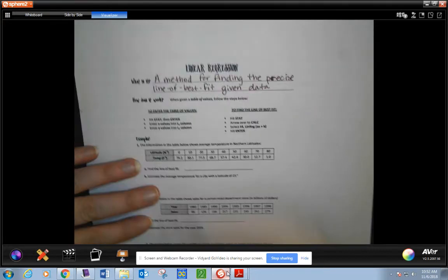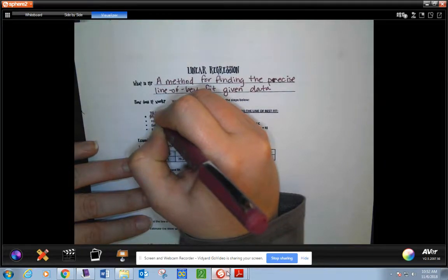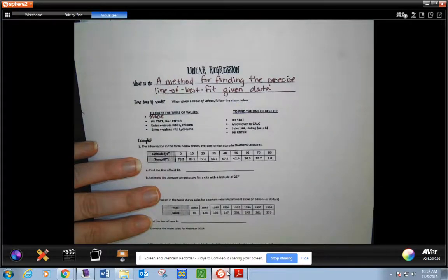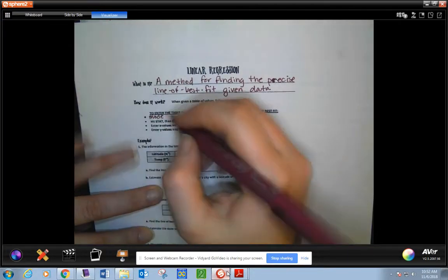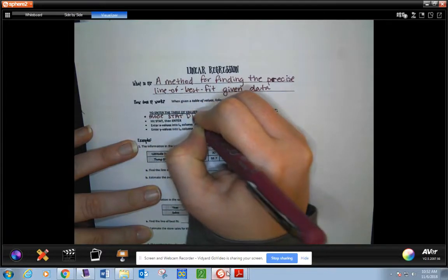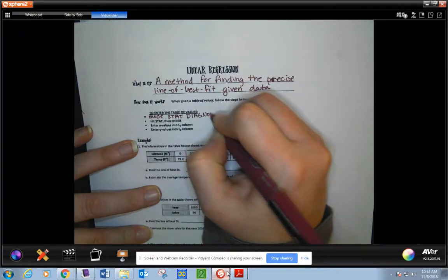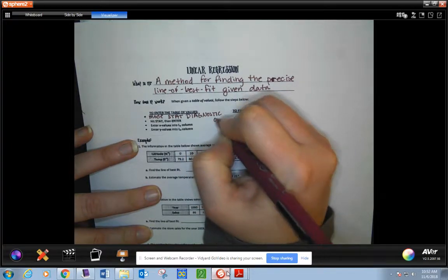First thing, I'll write this for you. You're going to go to mode, and then you're going to find stat diagnostic, and you want it on.